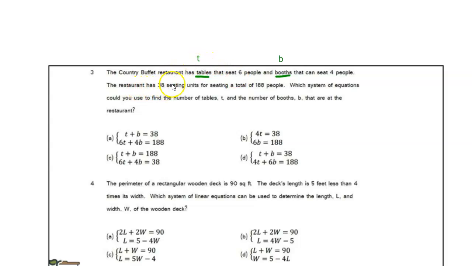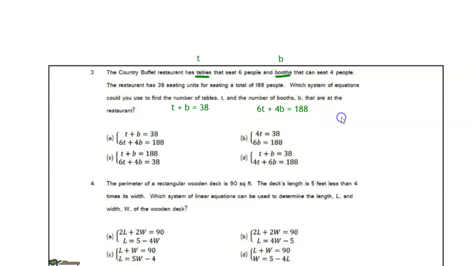The restaurant has 38 seating units, 38 places for people to sit. So there are tables and there are booths, and there's 38 of those things. So I know that tables plus booths is equal to 38, right? Places for people to sit. For seating a total of 188 people, well, 188 people is accommodated by 6 people per table plus 4 people per booth. That's equal to 188.